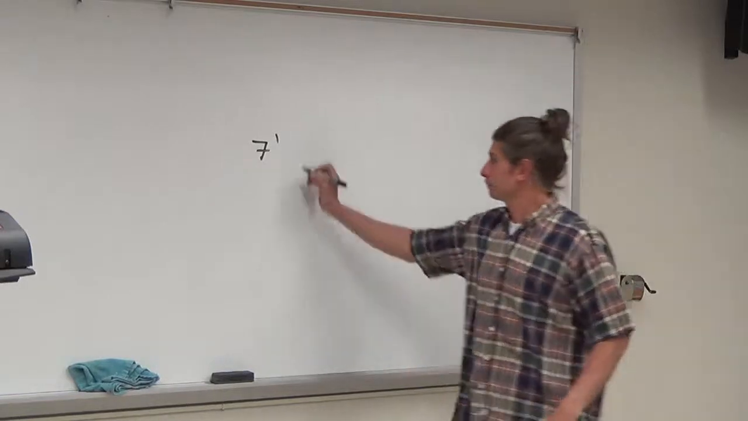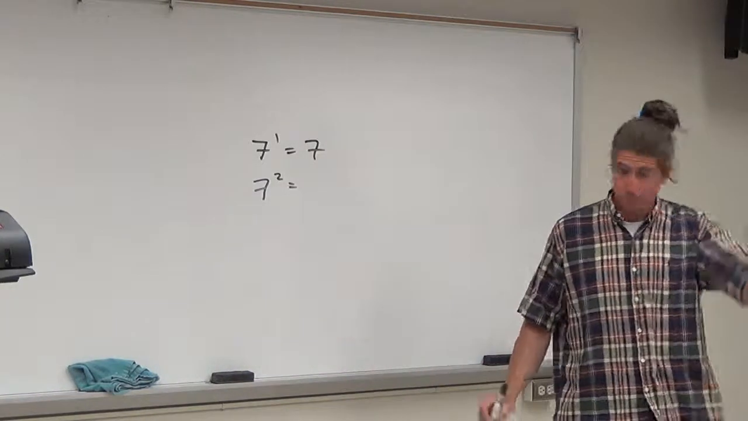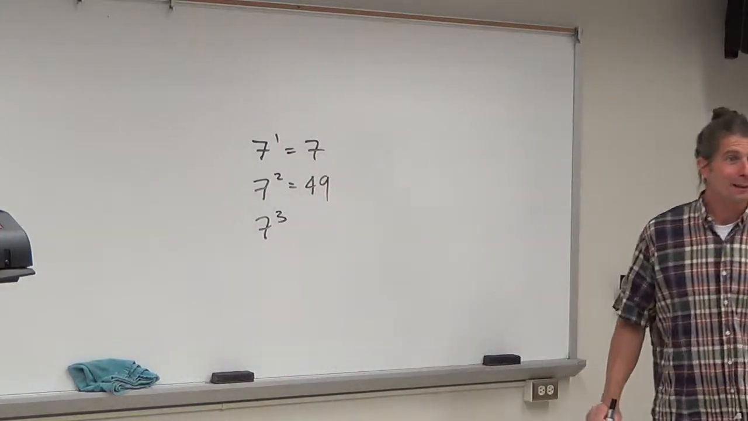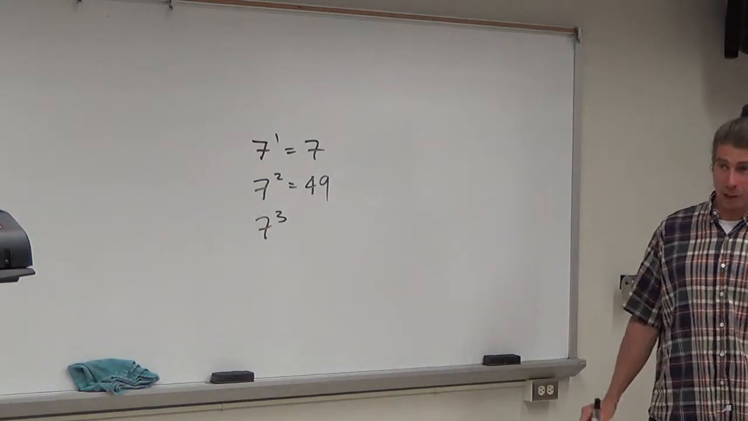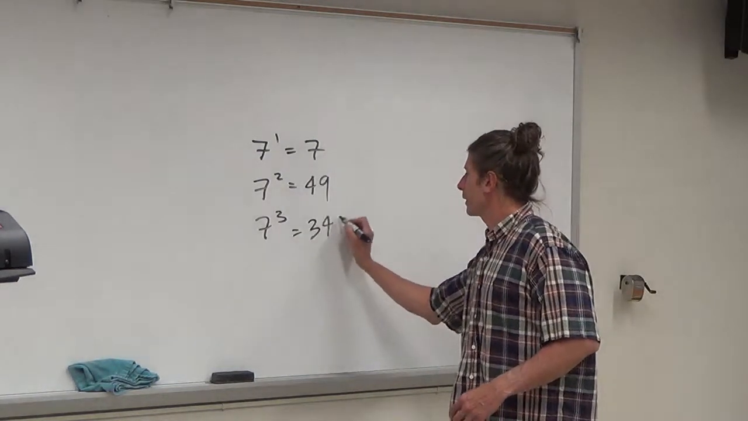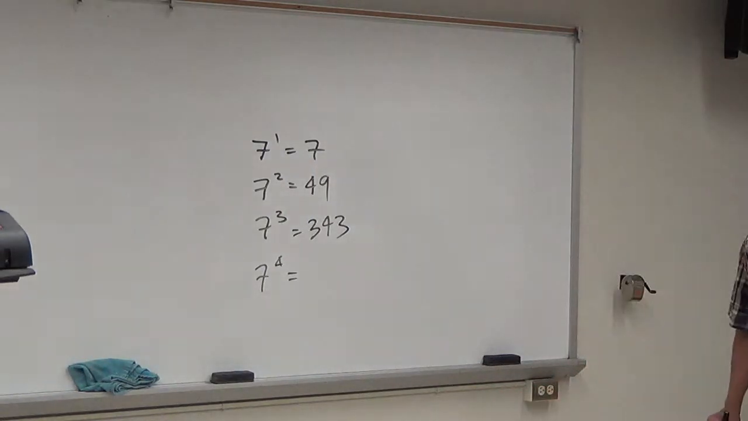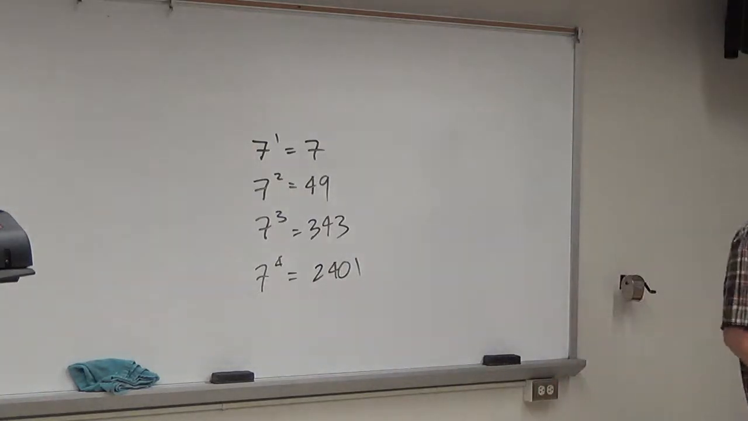7. What's 7 squared? 49. What's 7 cubed? 343. Thank you. What's 7 to the fourth? 2401. There we go. All right. How do you know this?